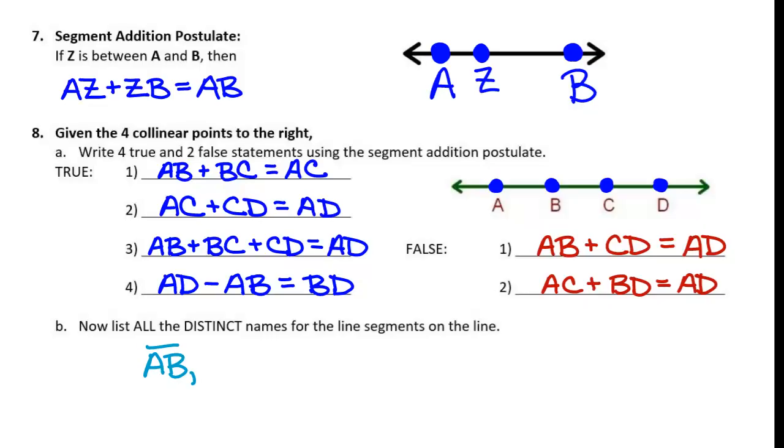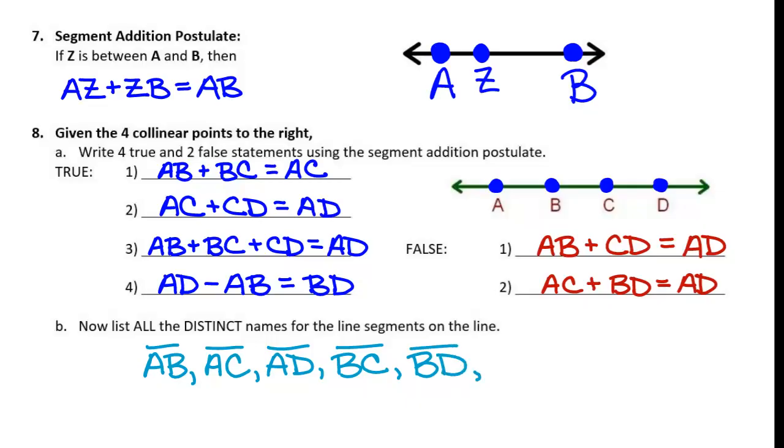What's the next segment I would list? From A to B, then I would go AC, and then what? AD. Have we gone as far to the right as we can? Yes, okay, so now we're going to start back over on the left, but I've done everything that uses A. So we're going to go to B. What's my next segment? BC. And then BD.